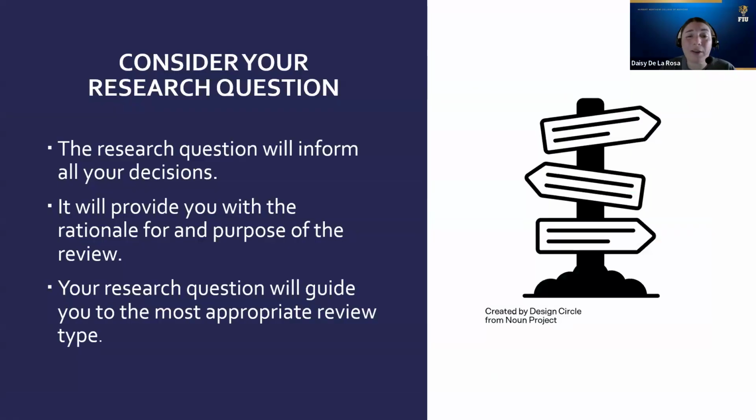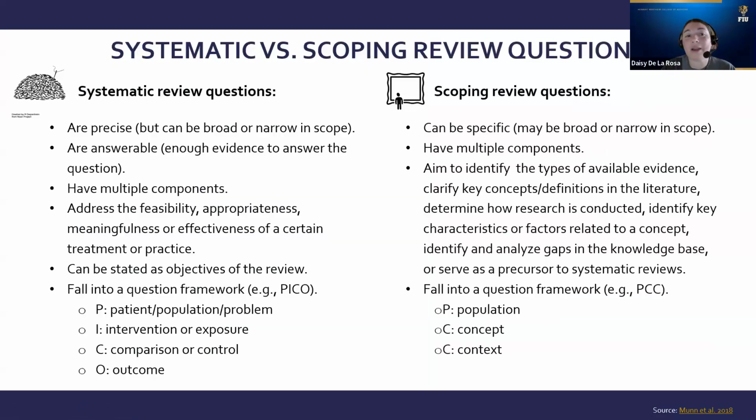So the research question is going to tell you what review is the best fit. It's going to inform all of your decisions, especially when you're creating the protocol. And it's going to give you the rationale and the purpose as to why even do the review in the first place. So again, we get a lot of questions about systematic or scoping reviews. Sometimes people come to us and they think they want to do a systematic, but their question is more scoping, or vice versa. So here on the left, we have systematic review questions.